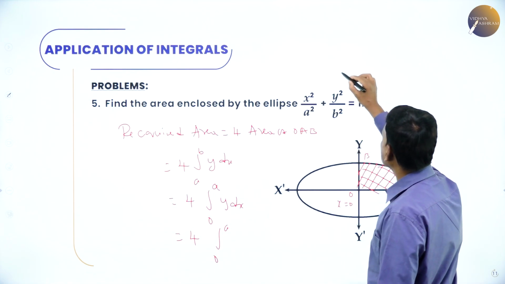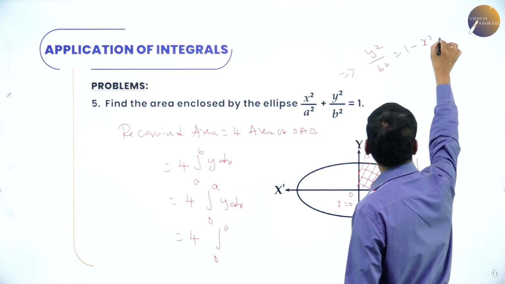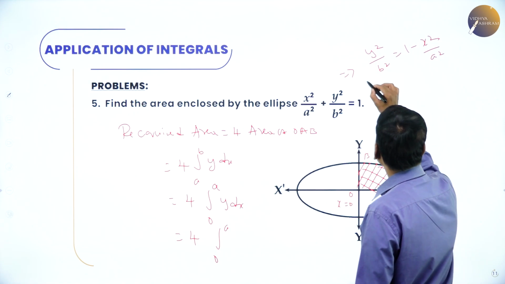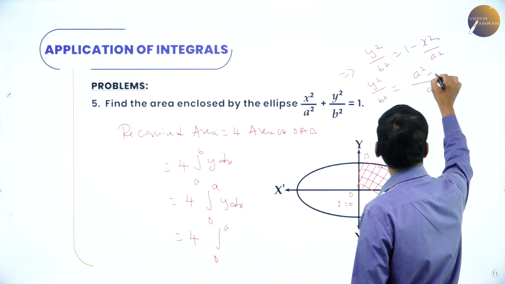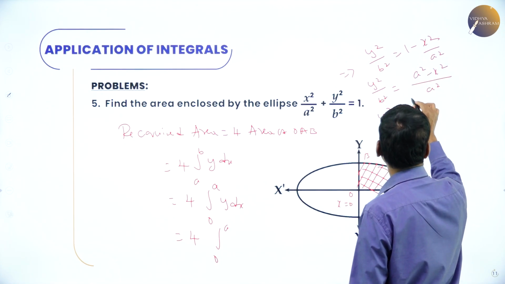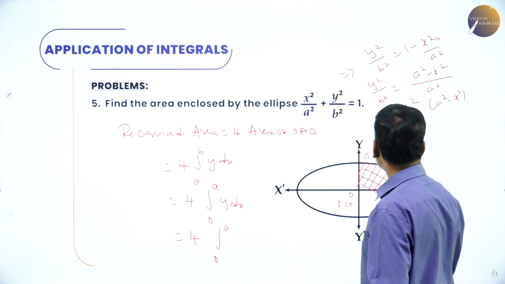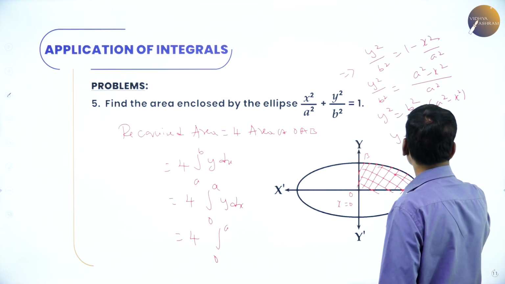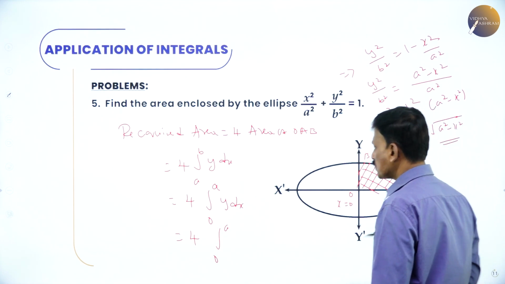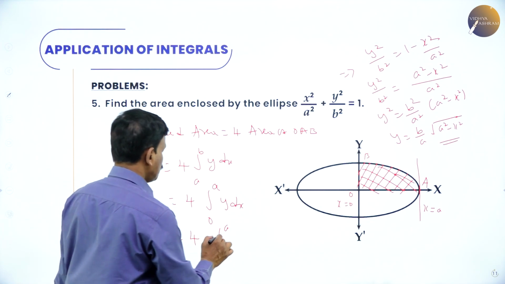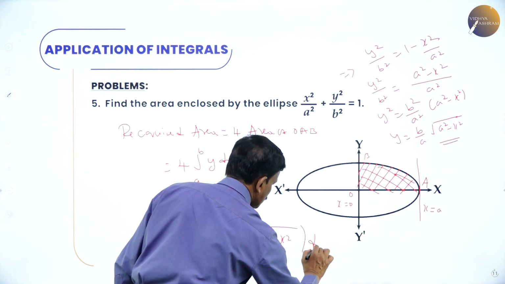Since x square by a square plus y square by b square is equal to 1, y square by b square is equal to 1 minus x square by a square. Or y square by b square is equal to, take LCM, a square is the LCM, 1 into a square is a square minus x square. Or y square is equal to b square by a square into a square minus x square. Therefore y is equal to the square root of this. Square root gets cancelled, b by a into root of a square minus x square. Substitute here. So y is nothing but b by a into root of a square minus x square dx.